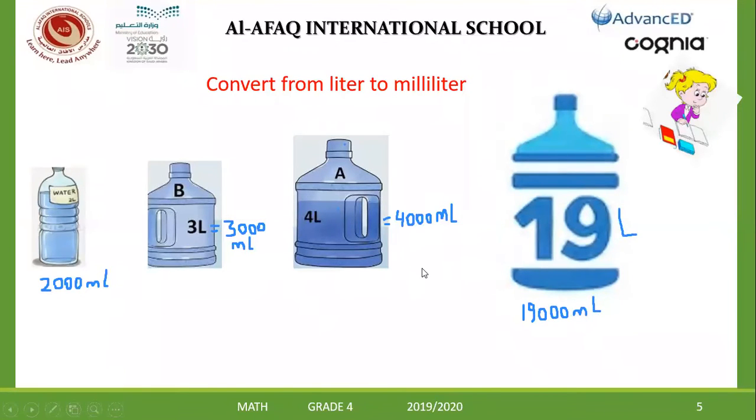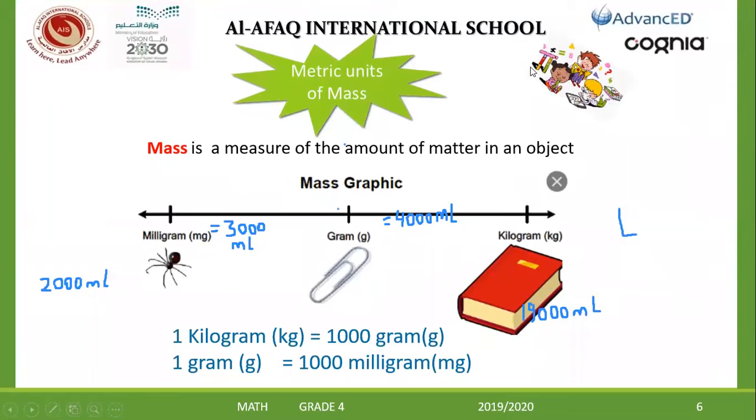And here we are going to take the second basic fact for our lesson today. It is called metric units of mass. As you see here, the meaning of mass is a measure of the amount of matter in an object. To find the mass of an object, we can use 3 units: milligram, gram, and kilogram.